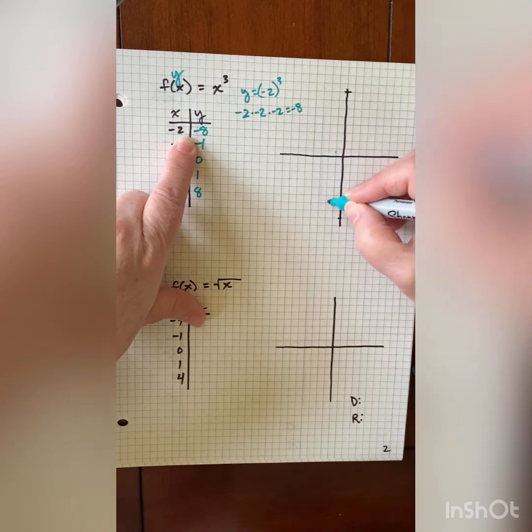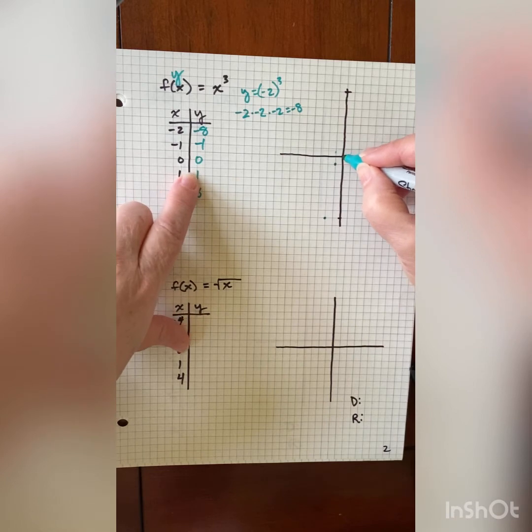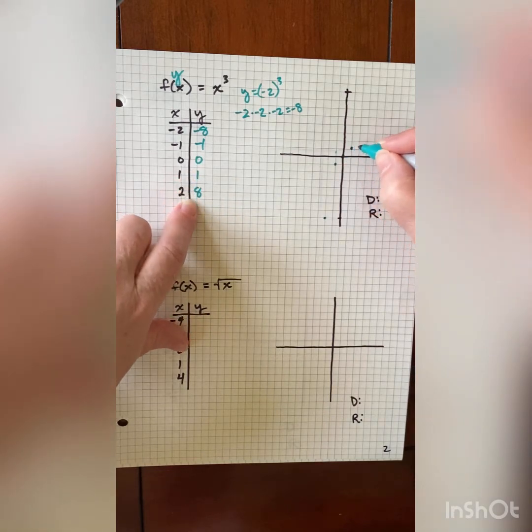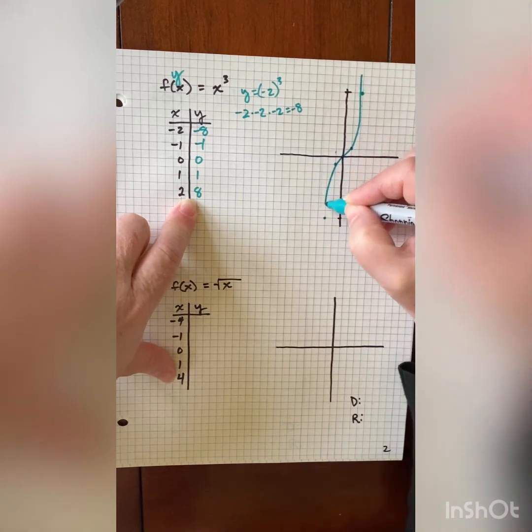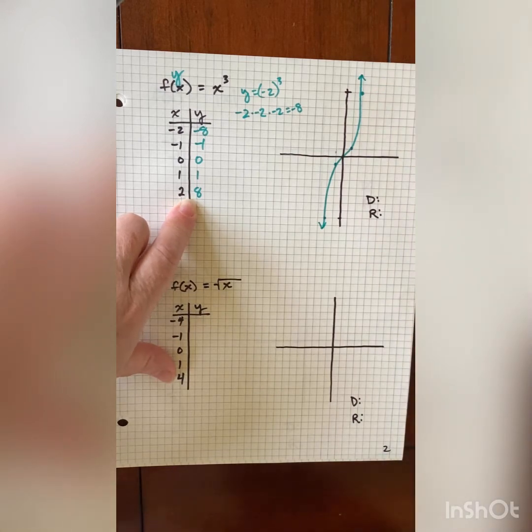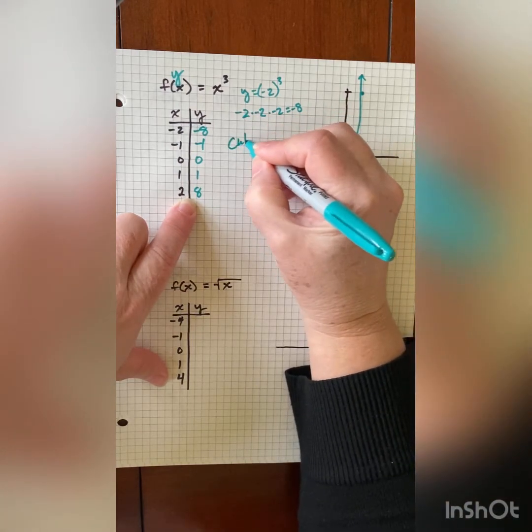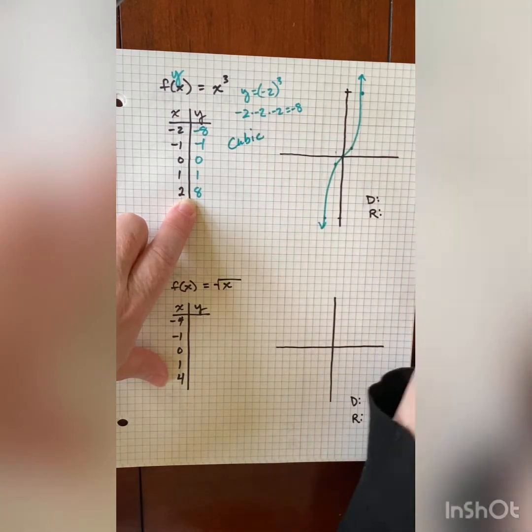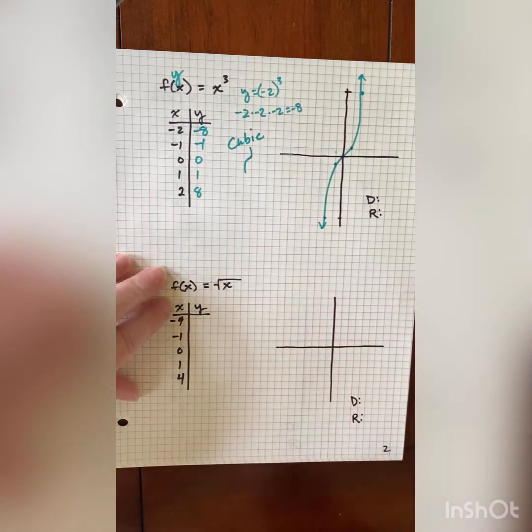-2, -8, right there. -1, -1, 0, 0, 1, 1, 2, 8. So this one looks like that. Some people say a chicane, an S shape, whatever. It's cubic. This is a cubic function, and it has that particular shape to it.